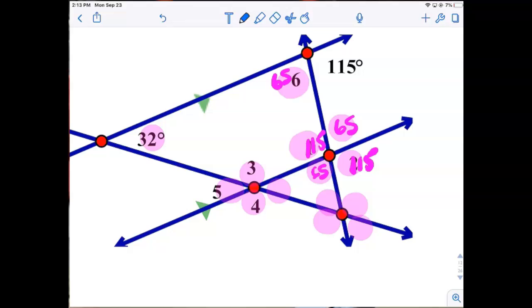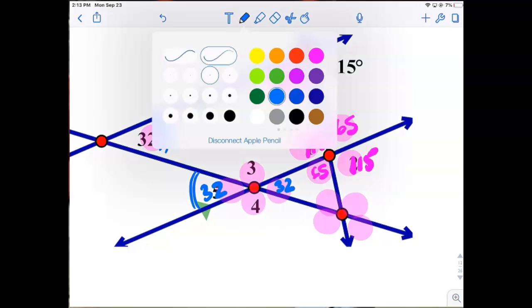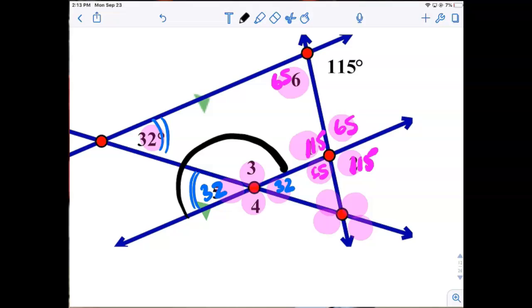Now there's probably a lot of ways to start and where you finish, but I just saw this 32 is alternate interior with this. So I have a 32 here, which makes a 32 vertical to that. Once I know those two, these two add up to 180. So 180 minus 32 is 148, right here and right here.